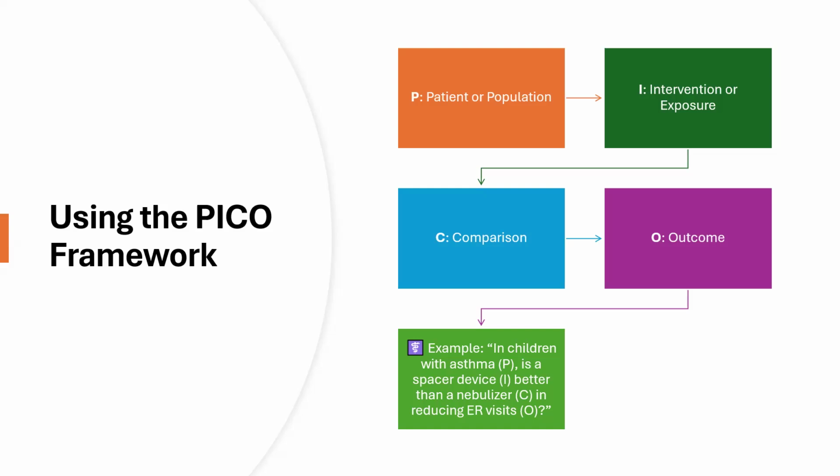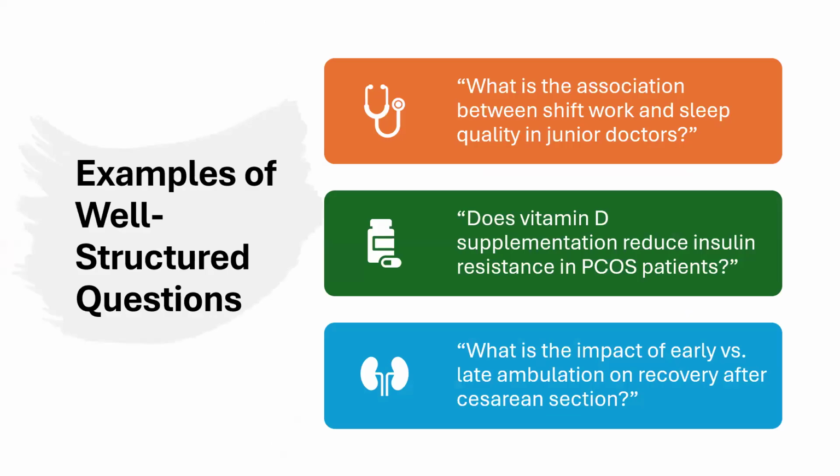So this is the PICO framework, which is commonly used, where you look for the patient, the intervention, the comparison, and the outcome of that particular disease or condition, and then frame your research question according to the PICO framework. So what are examples of well-structured questions? The research questions which you formulate might be well structured and good, or there will be bad questions.